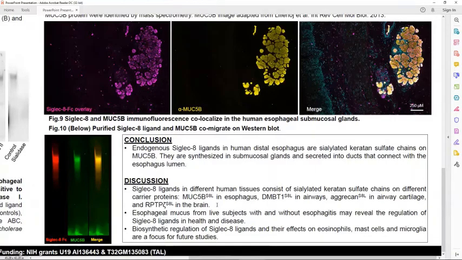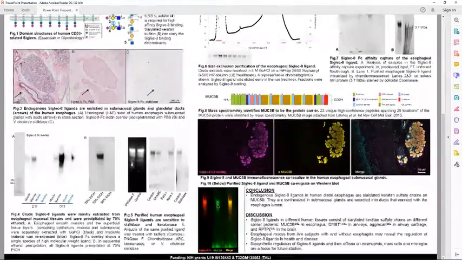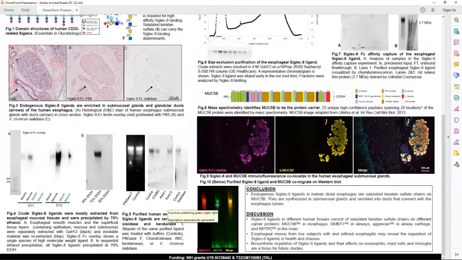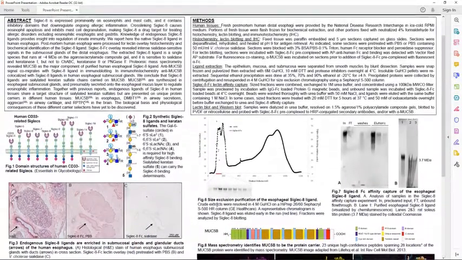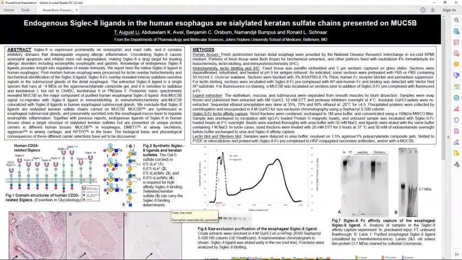Studying the functions of these endogenous Siglec-8 ligands would be the natural next step, and also to get some patient samples and analyze the amount of ligands versus MUC5B.